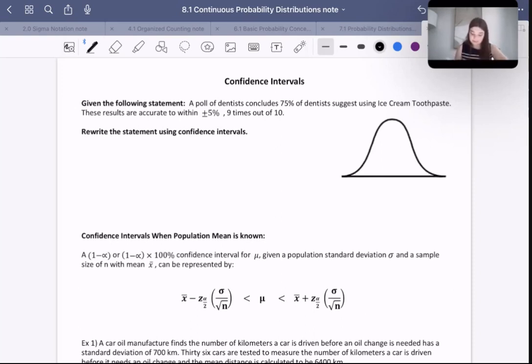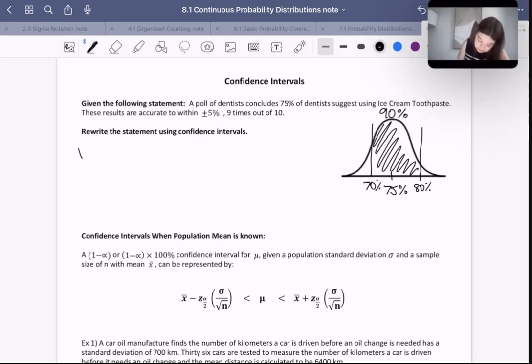Well, here it says there's 75% of dentists agree, plus or minus 5% either way, right? So 70% to 80%, right? And this is 9 times out of 10. So this is with 90% confidence, right? 90% here, okay? And so therefore, how can we rewrite this using confidence intervals?